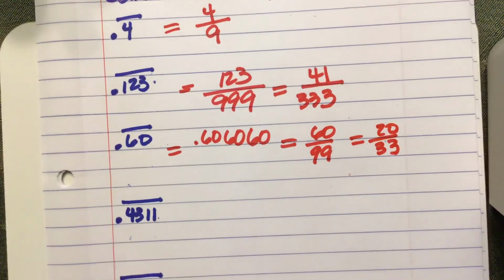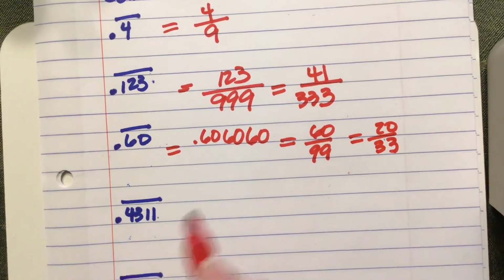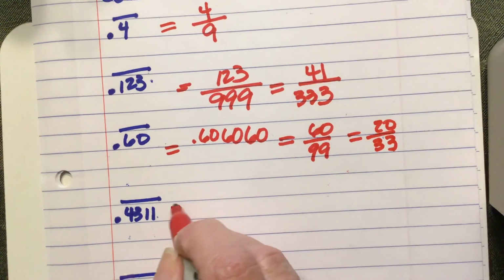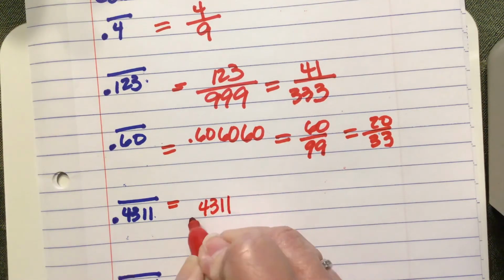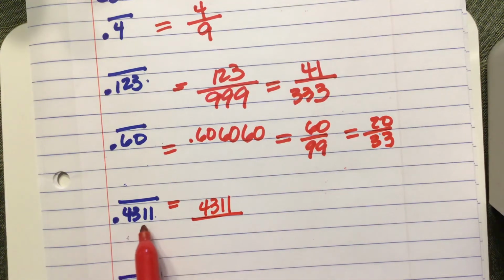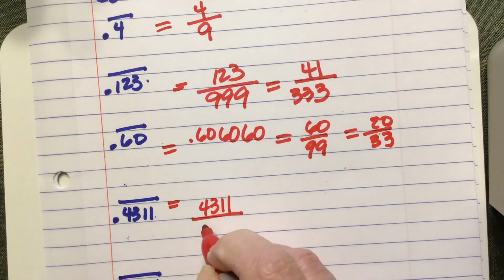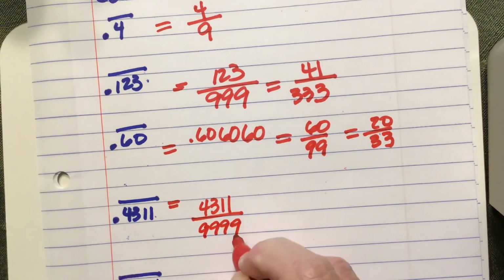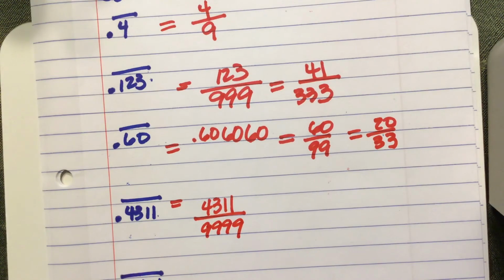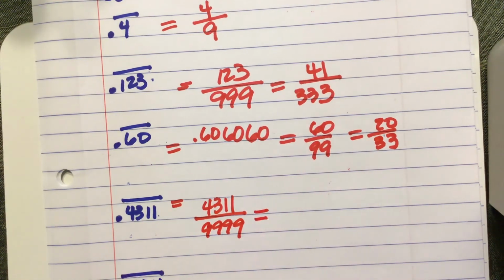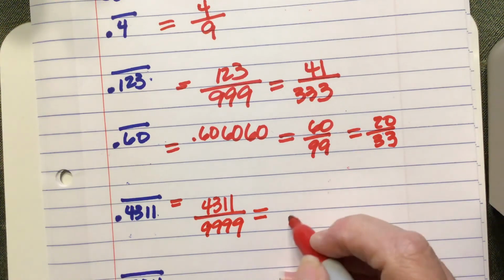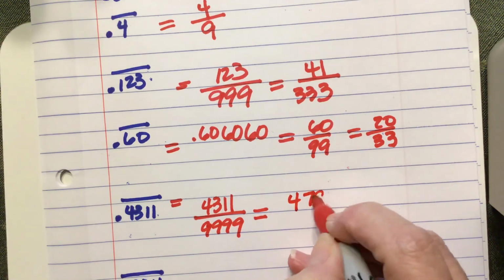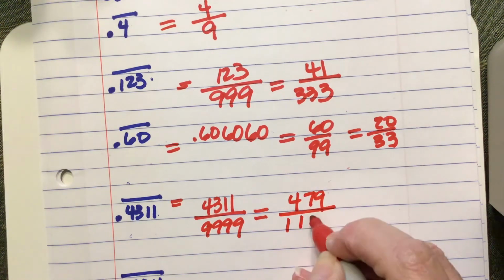And let's do another one. Now the numbers are getting a little bit more complicated, but we're still going to follow the same process. So I take my number, 4311, and since I have 4 digits repeating, I'm going to divide it by 9999. And in this case, I'm going to have to reduce it. So let's say I divide by 9. Okay, let's give that a try. And that becomes 479 over 1111.